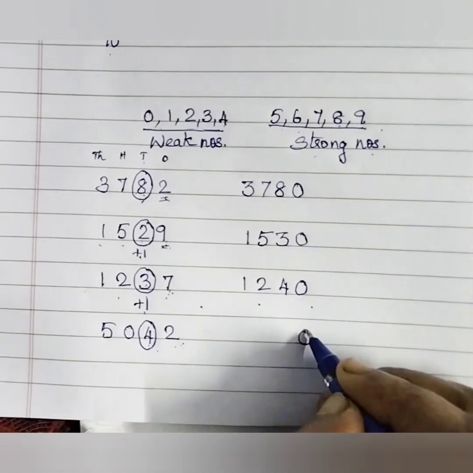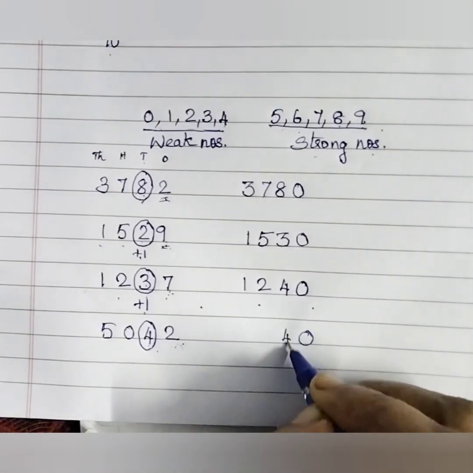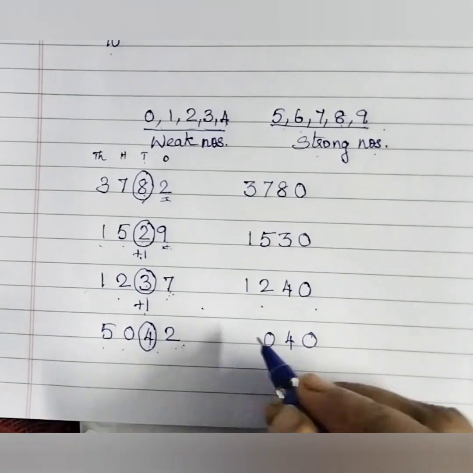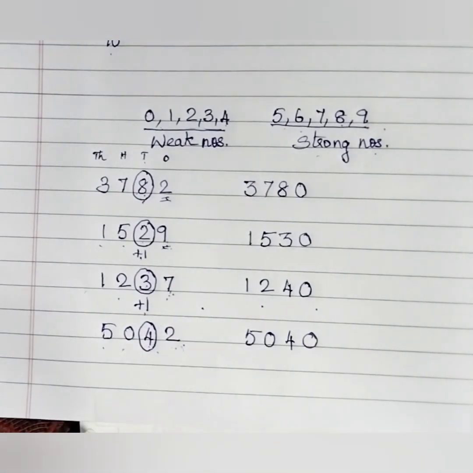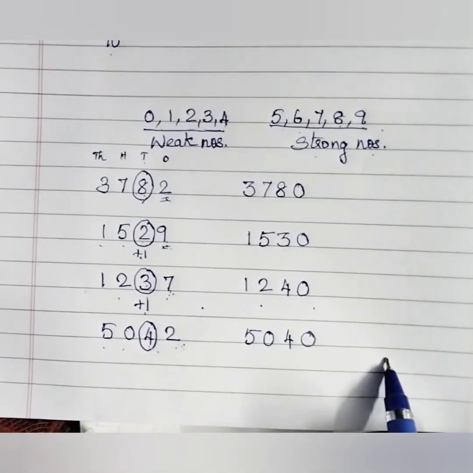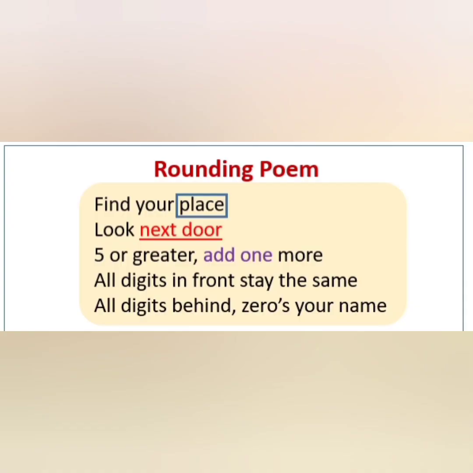Now look at this. 2 is a weak number. So only 2 is replaced by 0. All other digits remain the same. To make it interesting, I have chosen a poem. Rounding poem. Find your place. Look next door. 5 or greater. Add 1 more. All digits in front stay the same. All digits behind. Zero's your name.